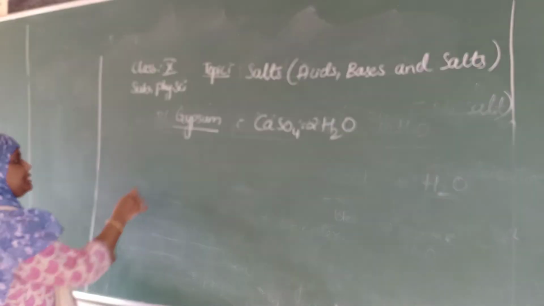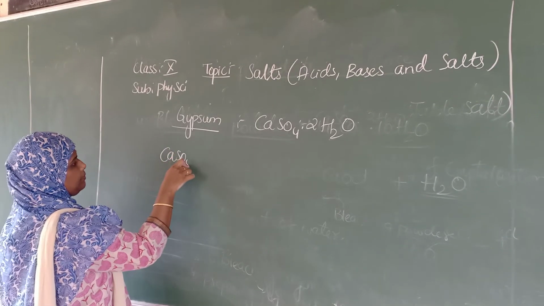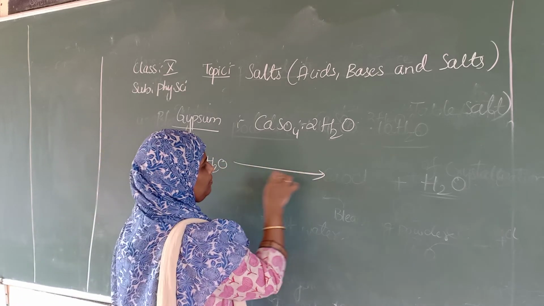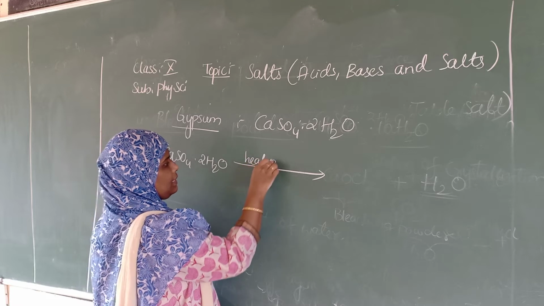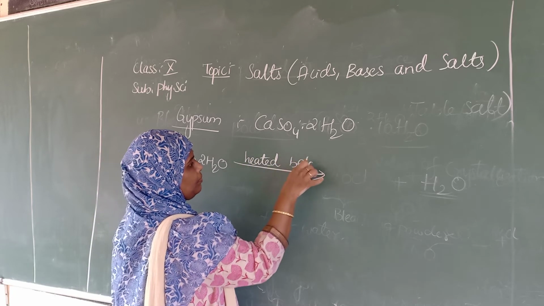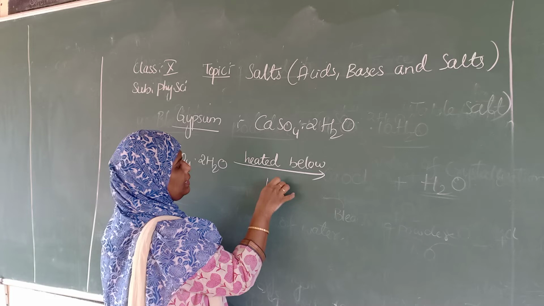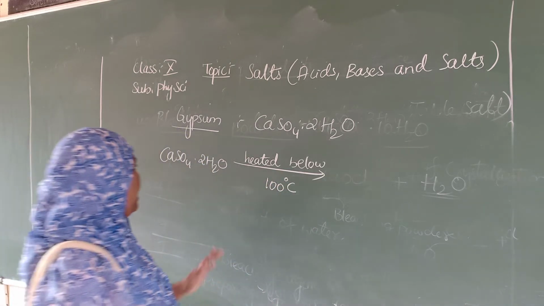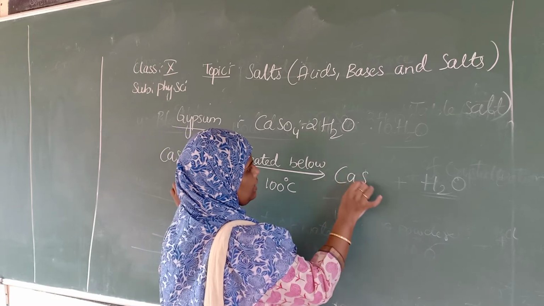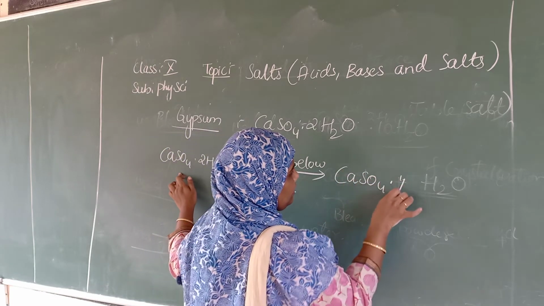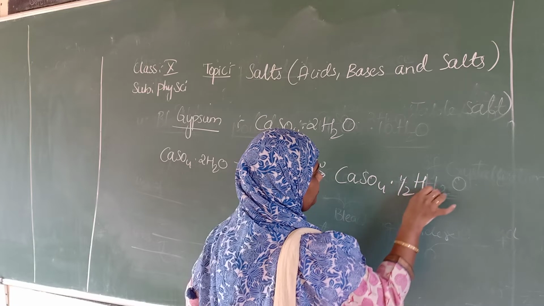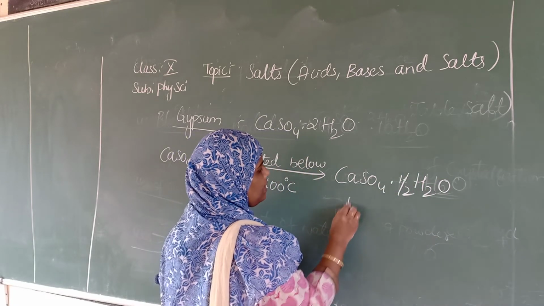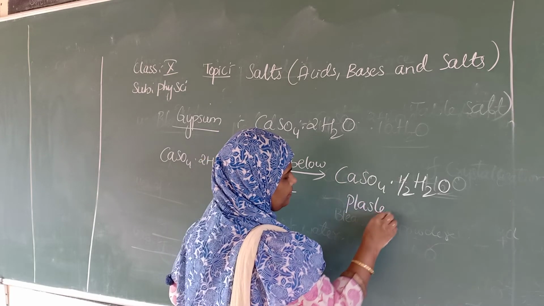So whenever gypsum is heated below 100 degrees centigrade, it loses the water of crystallization and forms calcium sulfate hemihydrate, half water molecule. Okay, this is called as plaster of Paris.